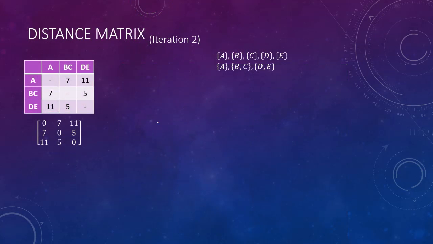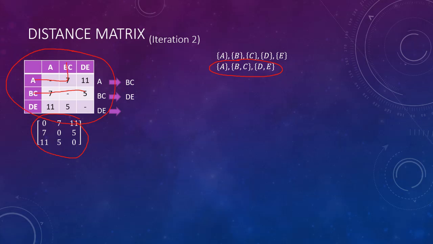So let's move on to the next iteration. We calculate our distance matrix. Again, here's our actual matrix itself, and here's our symmetric matrix and our little table here. As you remember from our last iteration, we are now with this cluster here. So let's take a look. So the closest vector to A is BC, which is a distance of 7. BC is closest to DE, which is 5, and DE is closest to BC.